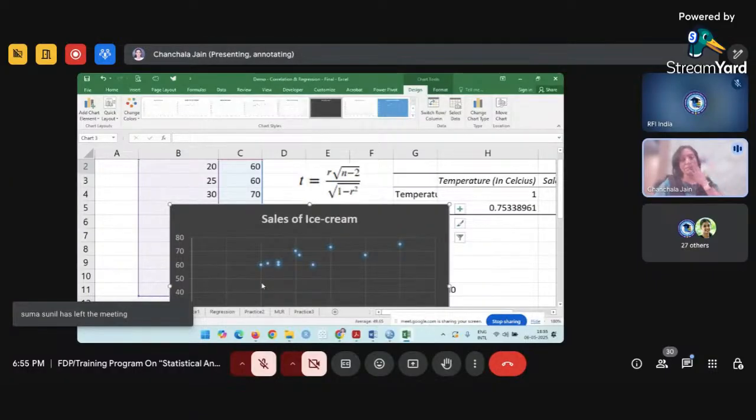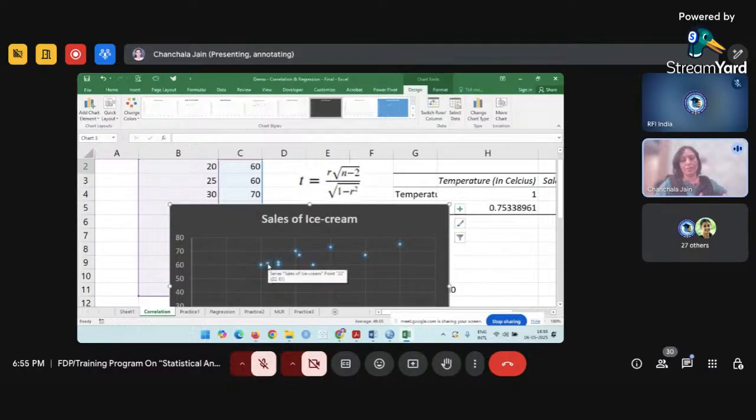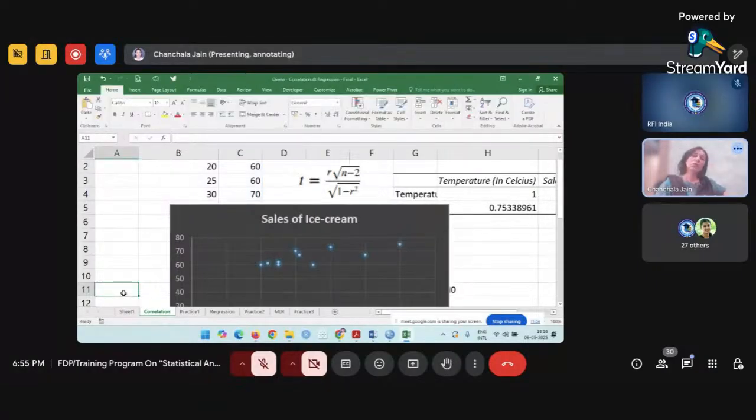Some more things we can do in this. But that way also you can comment on the relationship type of your variables. This is what we have seen in case of correlation.